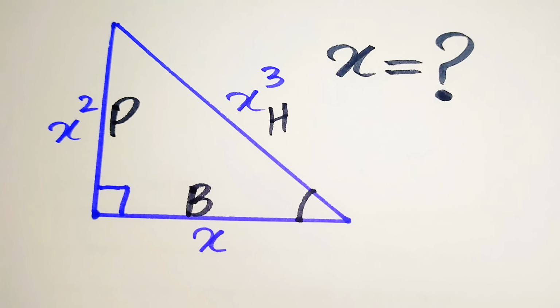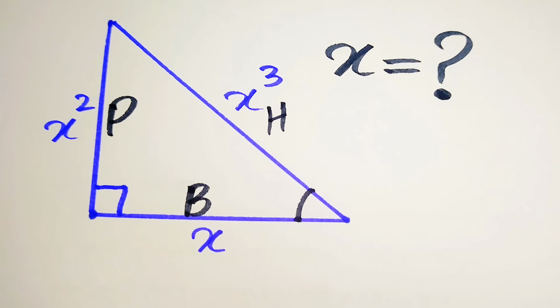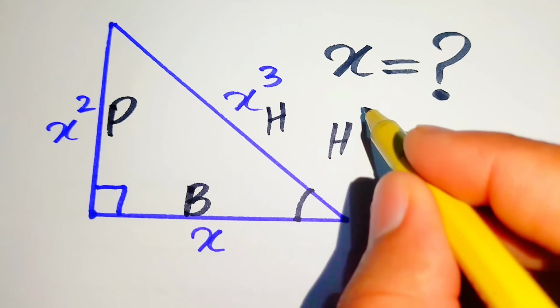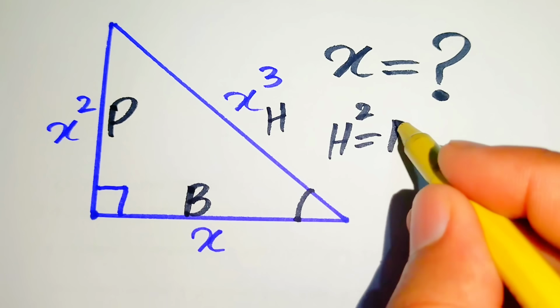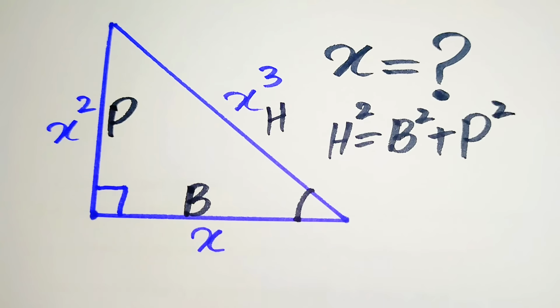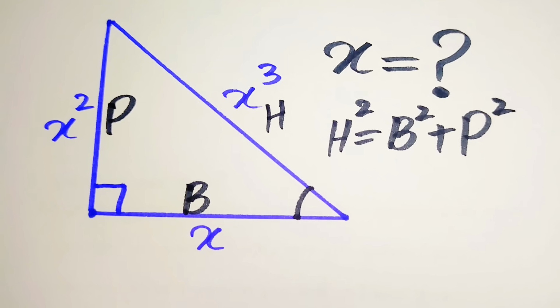Further, you see that this is a right triangle, and we know that the Pythagoras theorem holds in the right triangle. We state the Pythagoras theorem as hypotenuse square equals base square plus perpendicular square. So this is called the Pythagoras theorem.